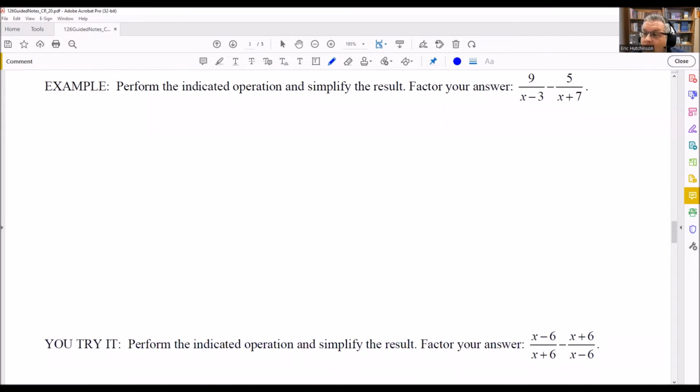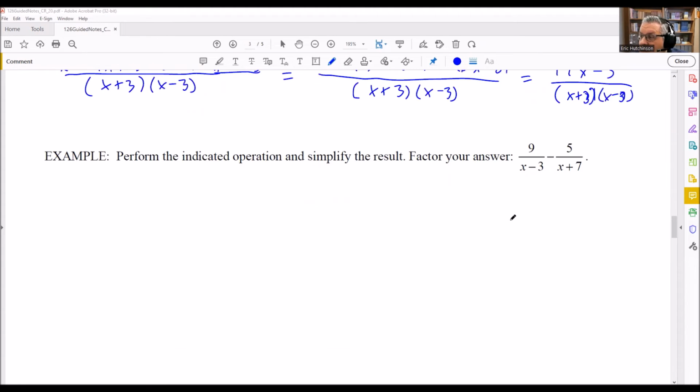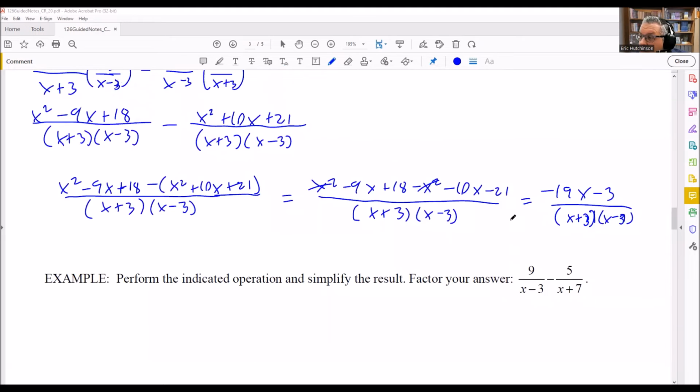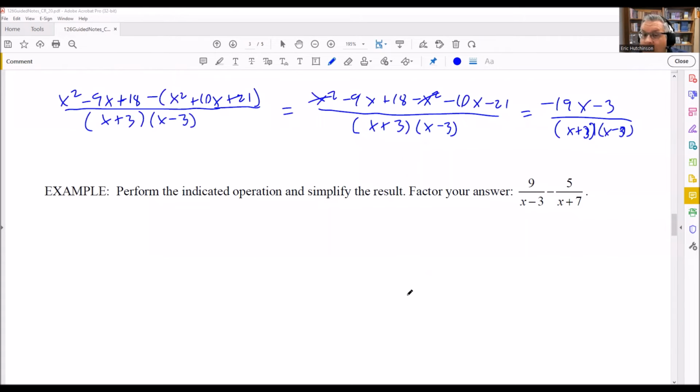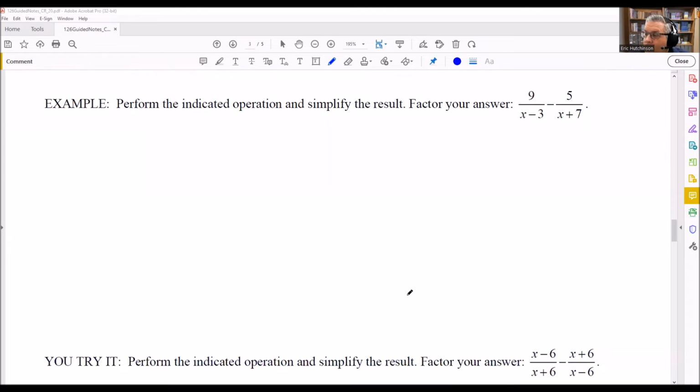So this next one, once again, we need to get common denominators. Much like the one that we just did up here, it's very similar. We have different denominators, so we're going to multiply by powers of 1. Okay, so this one, the common denominator is going to be these two things multiplied together, x minus 3, x plus 7. The first one has x minus 3, but it's missing x plus 7. So I'm going to multiply top and bottom by x plus 7.